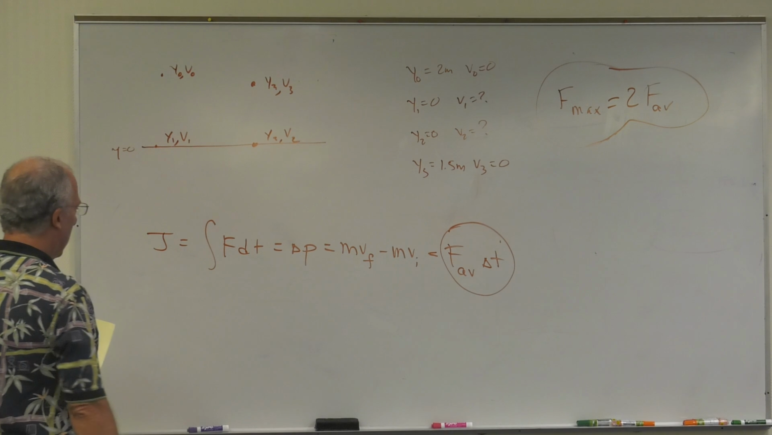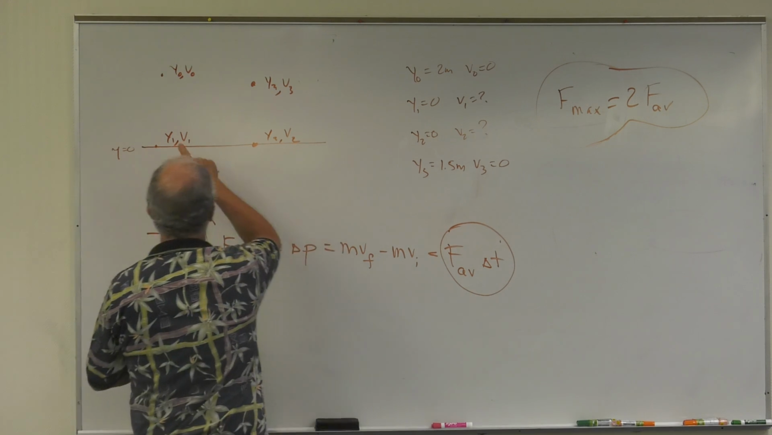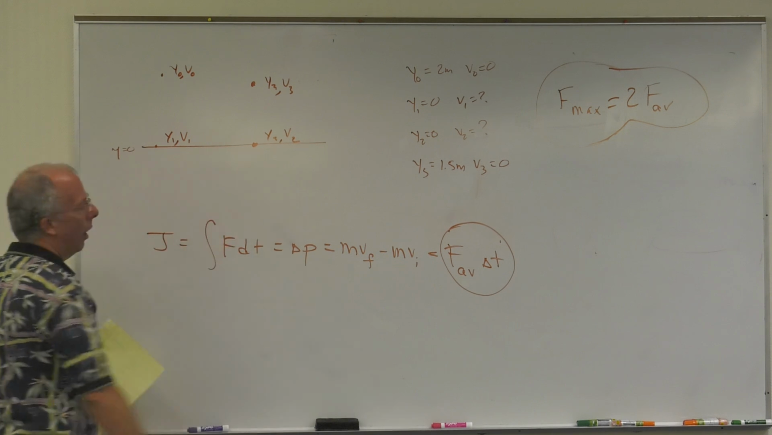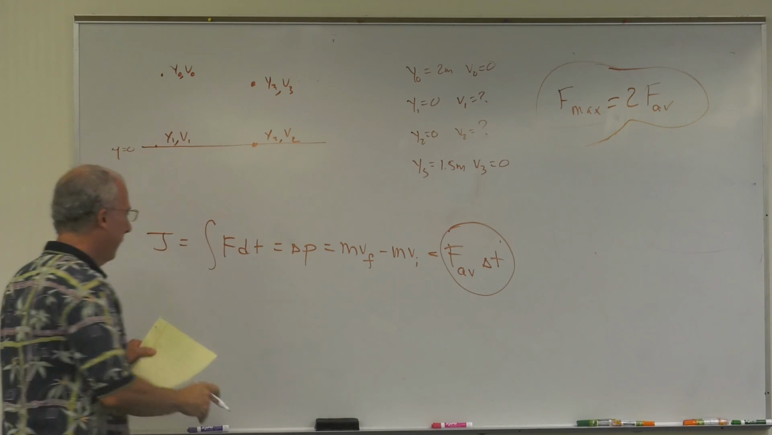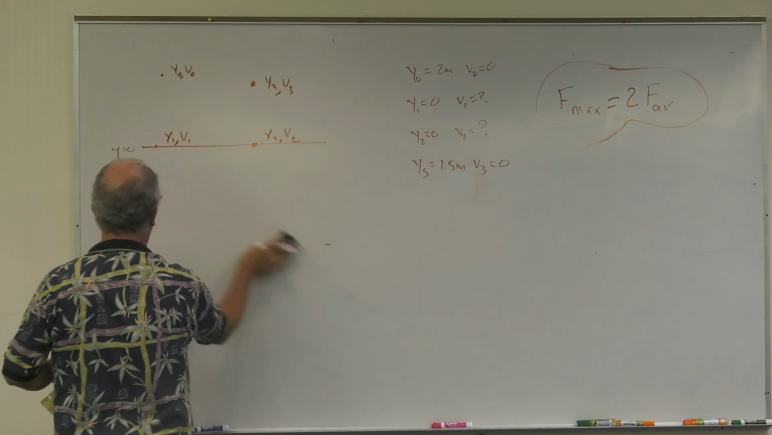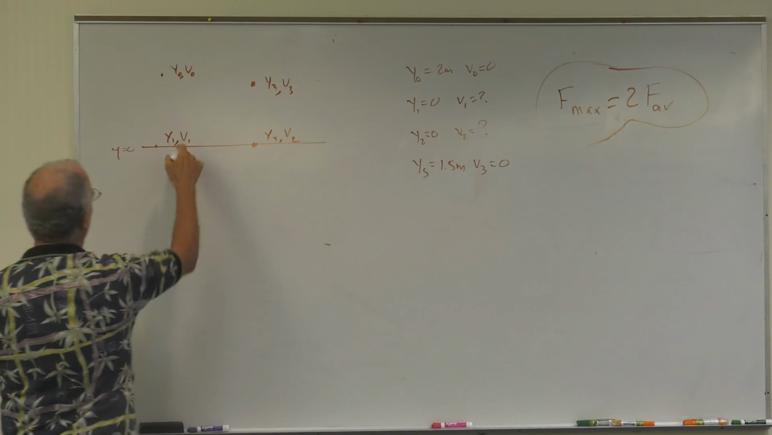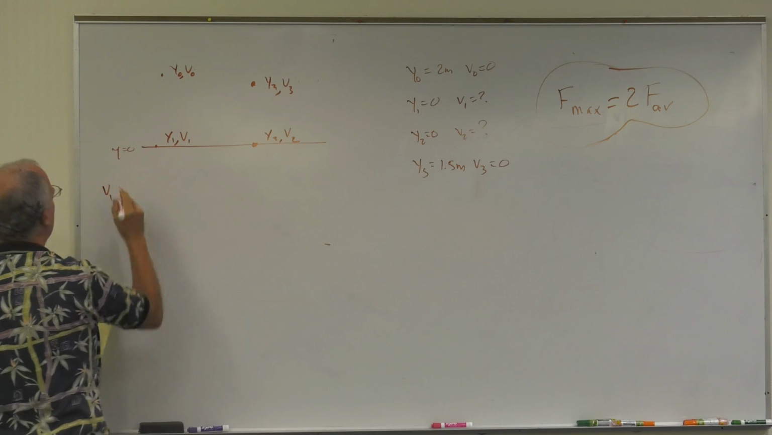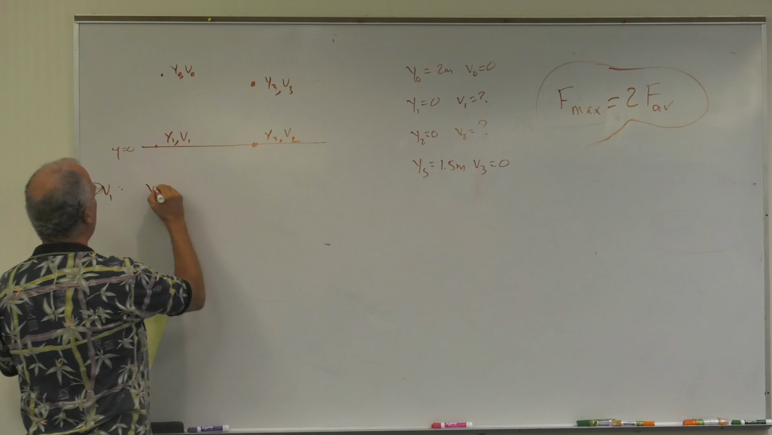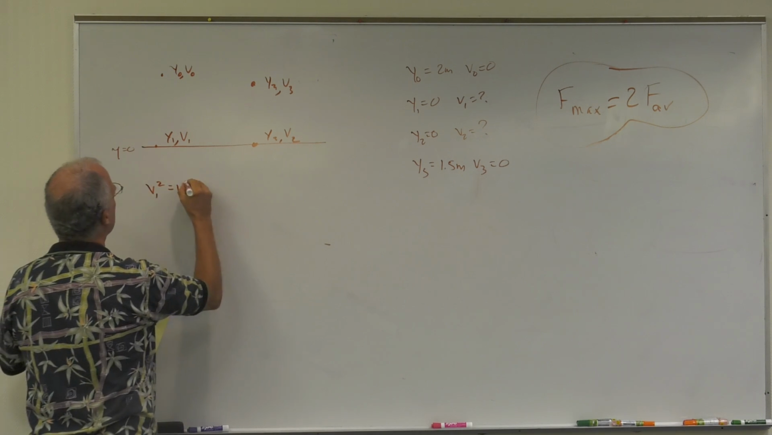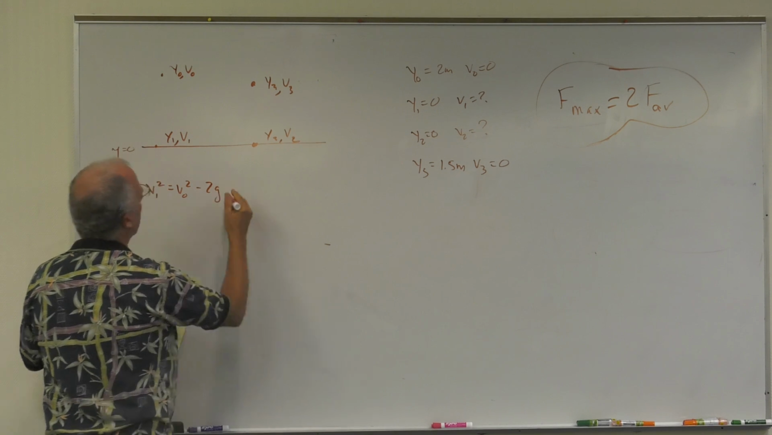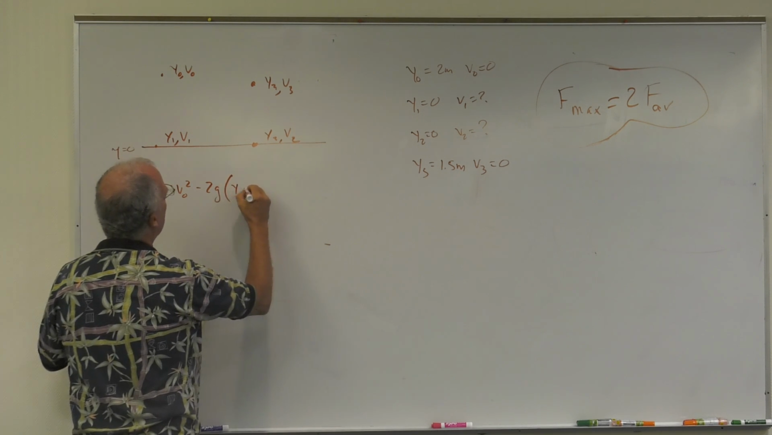In order to do this, we've got to know these two velocities. Well, how do we get v1 and v2? Our good old friend, kinematics. So let's get v1 first. v1 squared equals v0 squared minus 2g delta y, which is y1 minus y0.